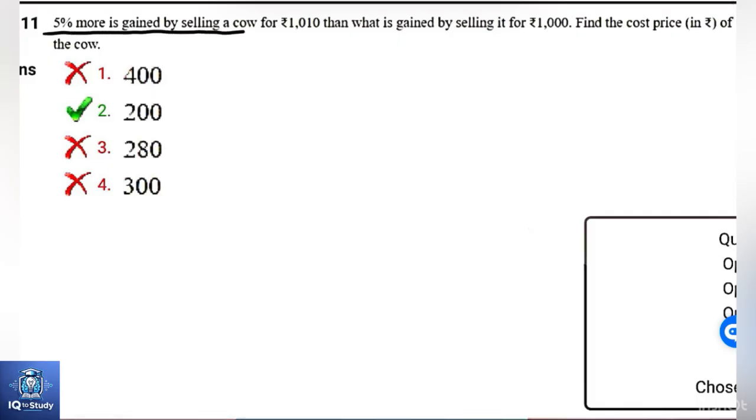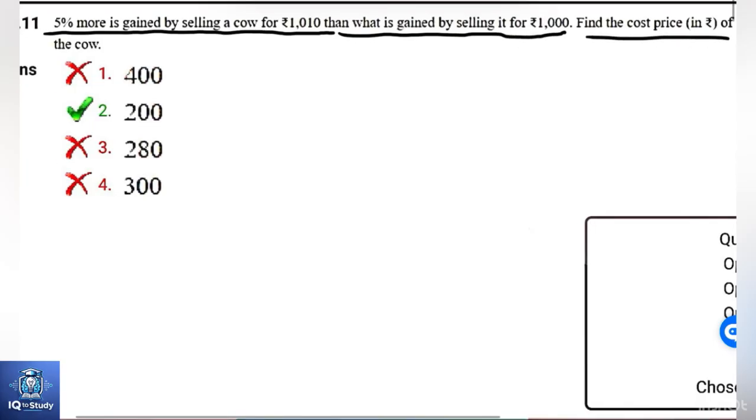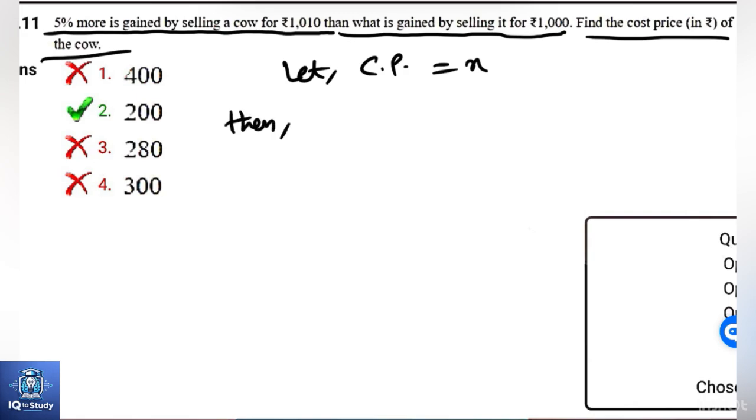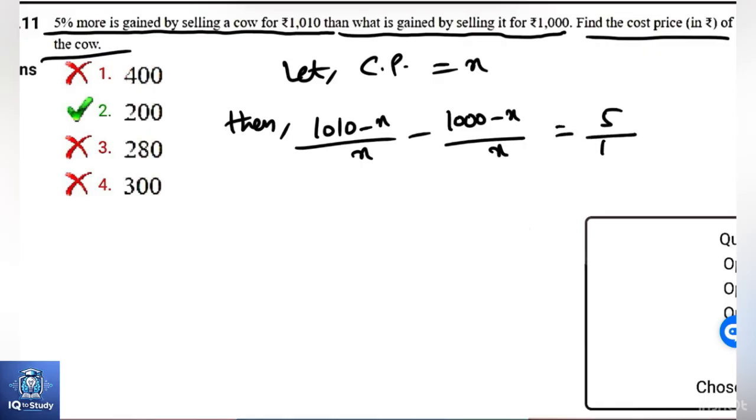5% more is gained by selling a cow for 1010 rupees than by selling it for 1000 rupees. Find the cost price of the cow. Let the cost price be equal to x. Then according to the question, (1010 minus x) by x minus (1000 minus x) by x is equal to 5 by 100.